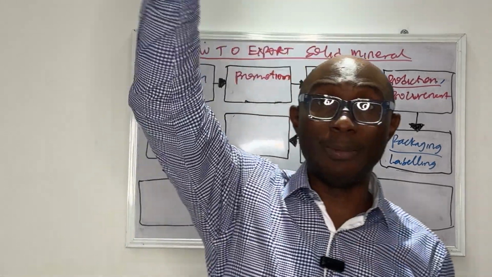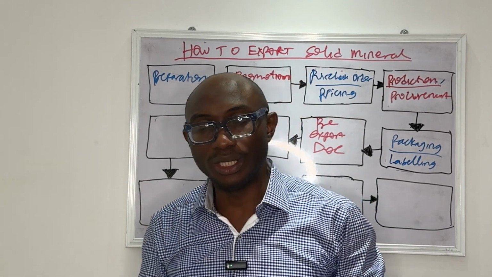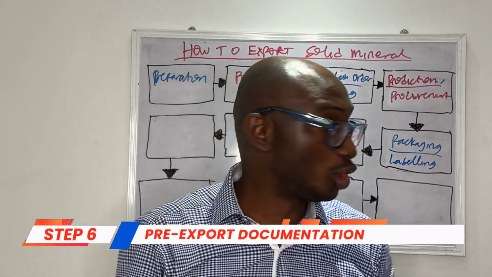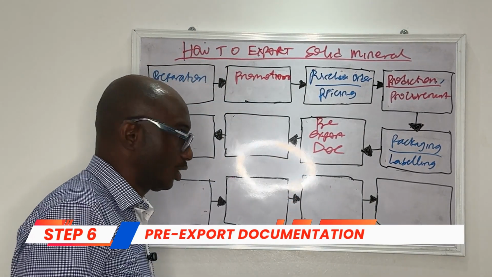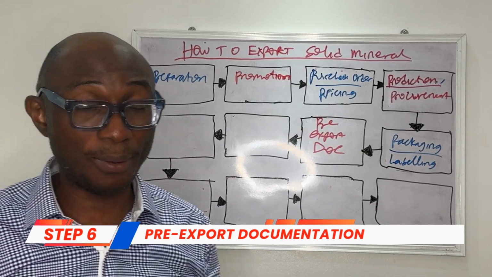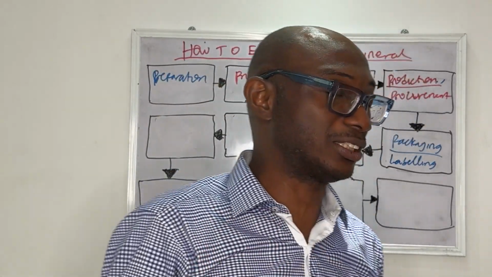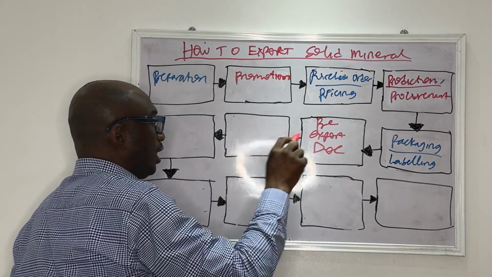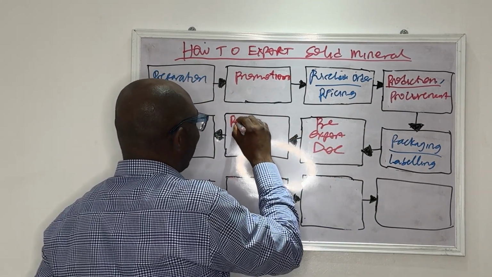If you are doing agro commodities, you will need, for example, a fumigation certificate. So you need pre-export documentation. Now, when these documents have been done, because they are basically helping me to apply to the government that I want to export, the next thing is port clearance and shipment.